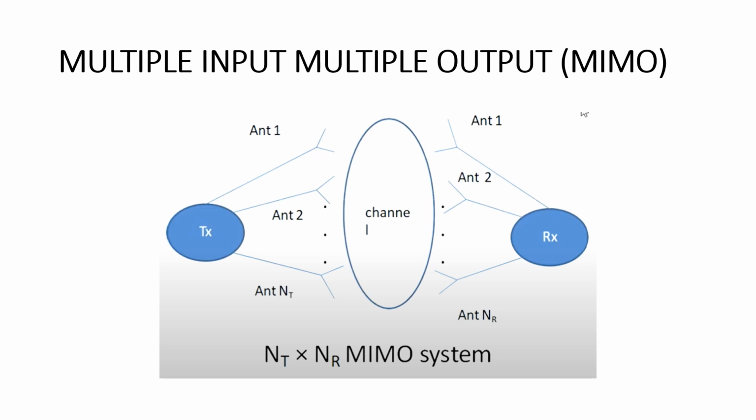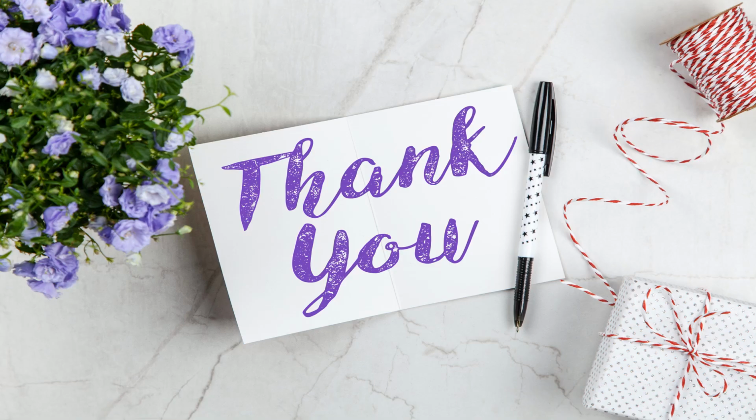So in this MIMO system, we have NT times NR antennas in total, where NT is the number of transmitter antennas at the transmitter side and NR is the number of antennas at the receiver side. So in this video, we have seen what MIMO is, that is multiple input, multiple output. And also we have seen the types that existed before MIMO came into existence. So thank you all.